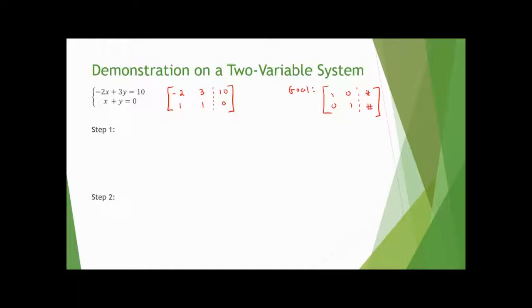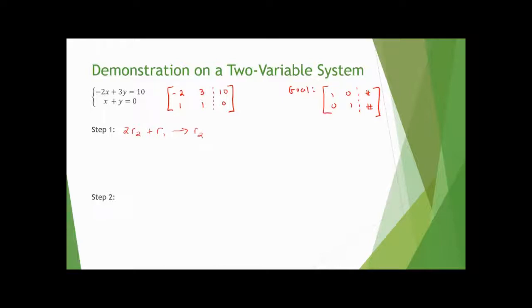I could divide everything by -2, but that's going to give me some fractions. Or what I can do is make a 0 in the bottom left corner, in position 2, 1. I think that's probably the easiest thing to do. In order to do that, I need to multiply row 2 by 2, so that -2 and 2 cancel. I'm going to take 2 times row 2, add that to row 1, and then store that result as the new row 2.